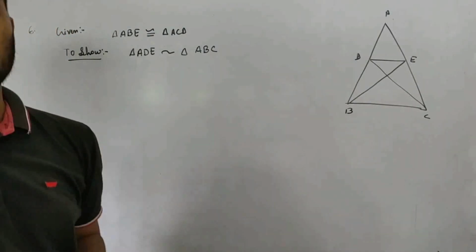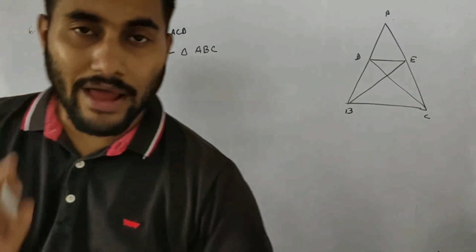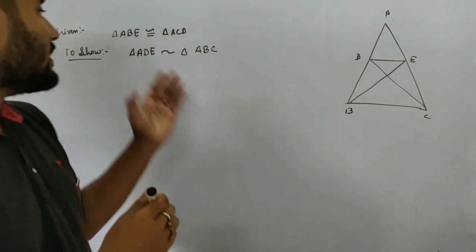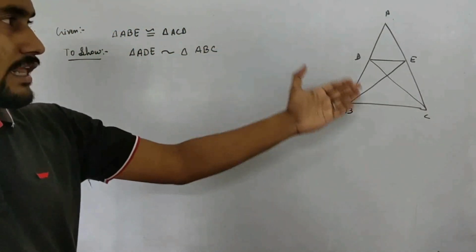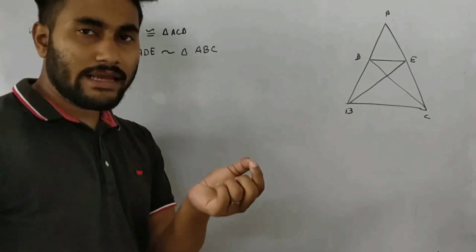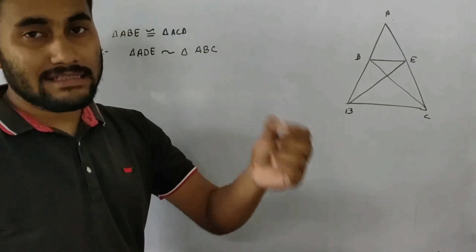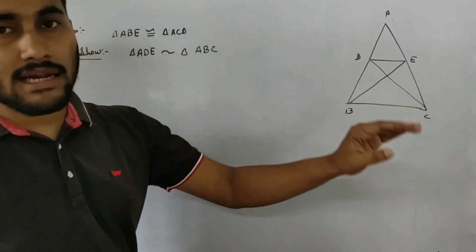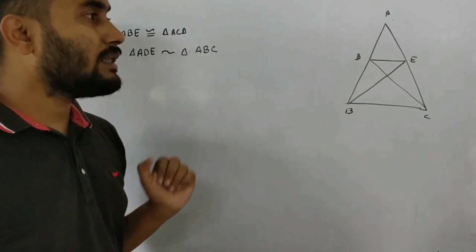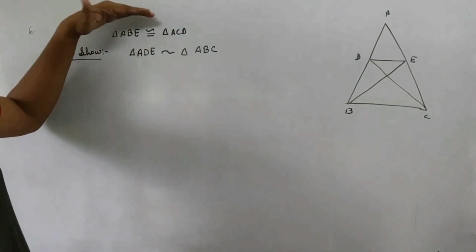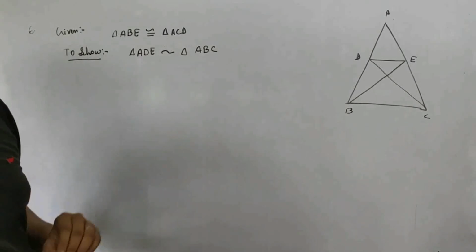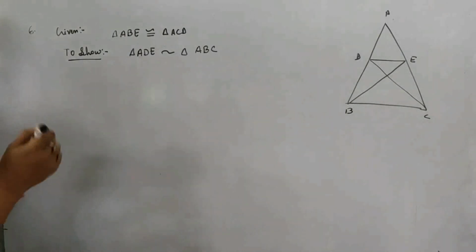So only one angle we know, and nothing is given about sides. About proportionality, nothing is given. So if only one angle we know, then we will prove by what? SAS, that one angle and the other two sides. So from where will we bring the other two sides? From here. How do you see it? Proof.